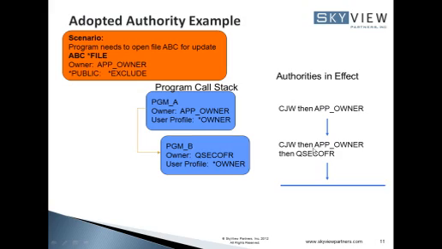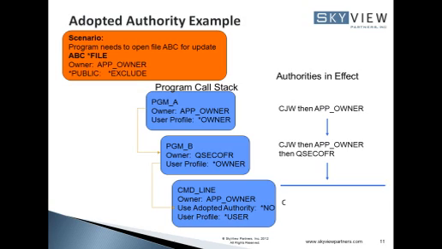Now there may be a time when you don't want the adopted authority to be used or consumed by the next program in the call stack. So say that program B called a program that put up a command line. Maybe there's a function key that puts up a command line. Well, obviously, you do not want the authority of QSecOffer to flow out to that command line. If you allowed that, then obviously the person pressing that command key now has all authority on the system. So obviously, you'd want to avoid that.